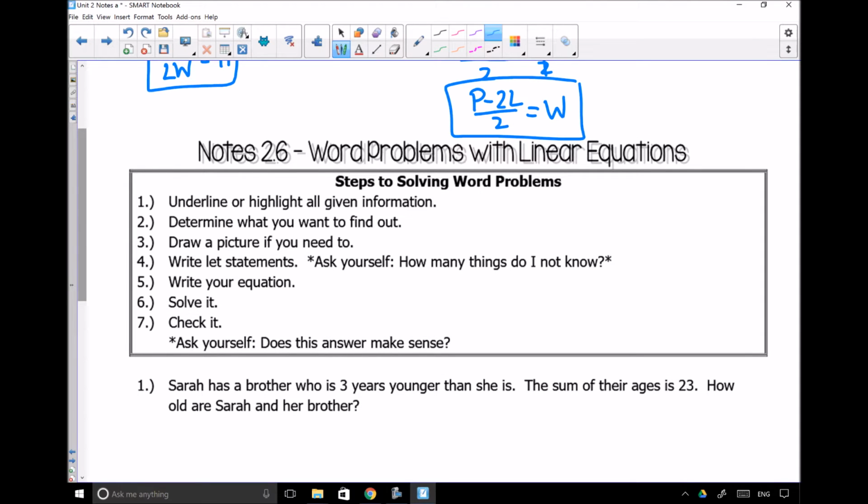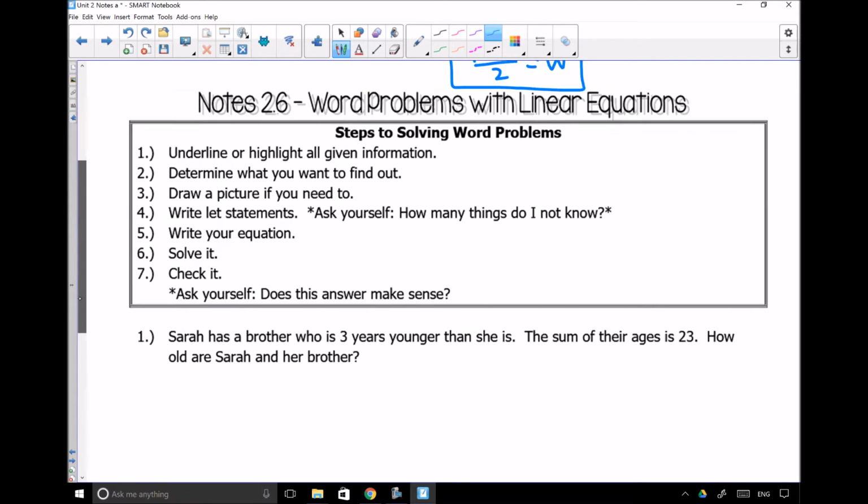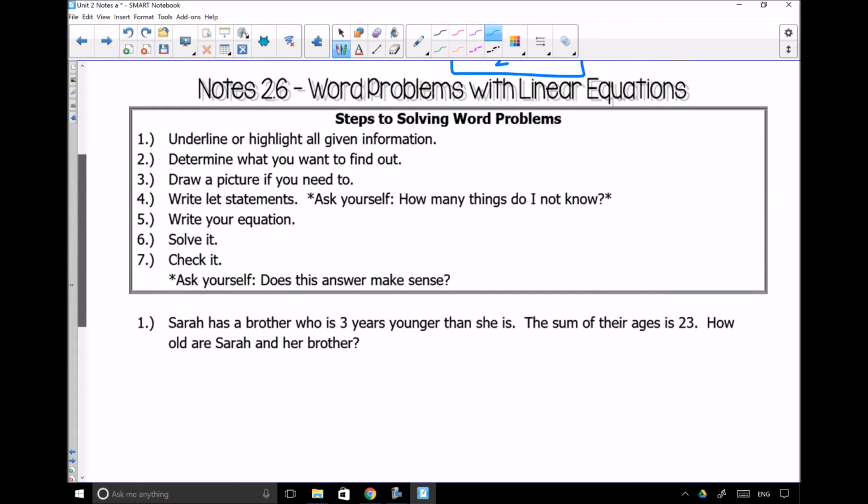All right, so let's take a look at notes 2.6, solving word problems with linear equations. This is about halfway through page 7, and this is probably the toughest concept for the unit. So take your time with the video, ask questions if you don't understand something, rewind, pause, take control of your learning so you can make sure you really understand what's going on, okay?